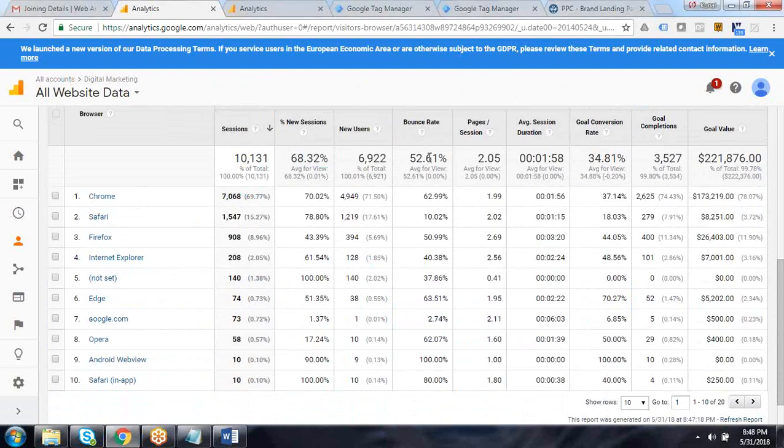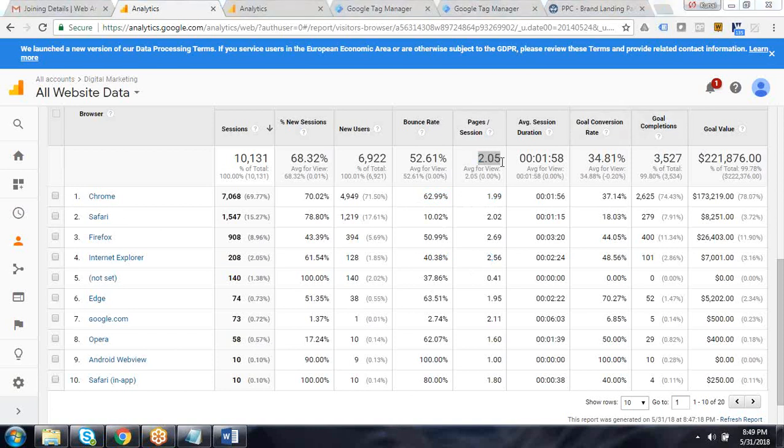Great. Total bounce rate on my website is around 52.61%. From Chrome, I'm having higher than, in fact, 20% higher than my overall bounce rate, at around 63%. Whereas from IE, my bounce rate is around 40.38%, around 20% lesser than average. My pages per session on my blog are 2.05. From Chrome, it's a little less than 2, whereas from IE, it's around 2.56, which is much higher than on average on my blog.